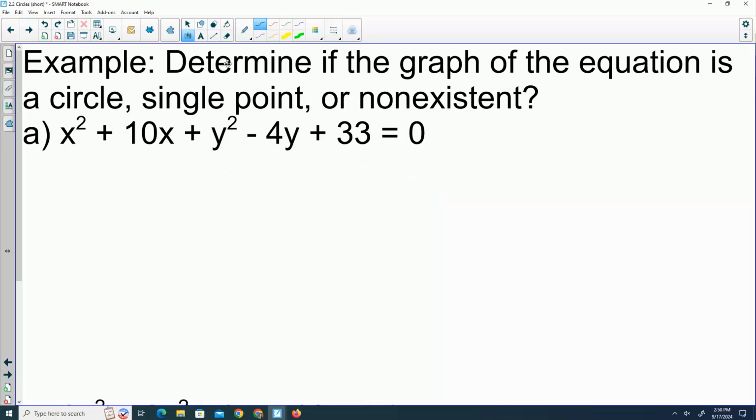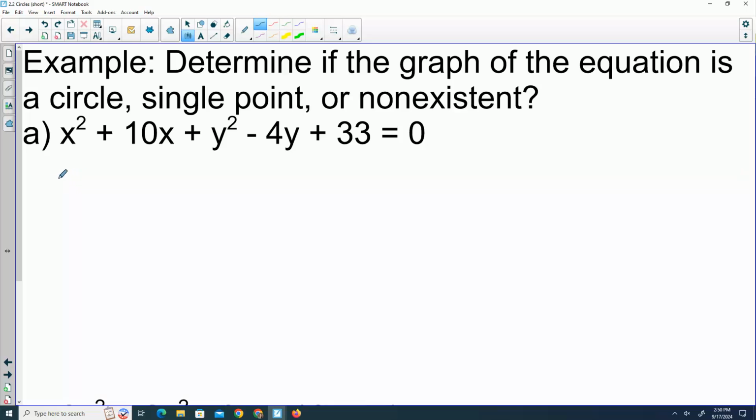To do this, we have to basically undo all that multiplication. So you get the general form by taking that center radius and multiplying it all out. That means we have to undo the multiplication. We have to factor it back. We're going to do that by completing the square twice.